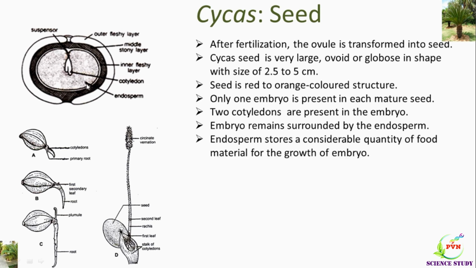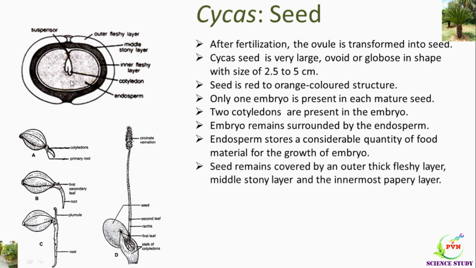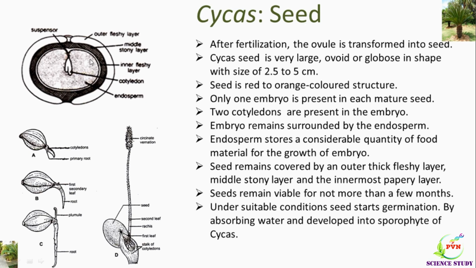The endosperm stores a considerable quantity of food material for the growth of the embryo, and this seed is protected by three layers. This is the outer fleshy layer, next to that the middle stony layer, and next to that the inner fleshy layer. These seeds remain viable for not more than a few months. Under suitable conditions, when water is available, the water is absorbed by the seed, and then it develops into the sporophyte of the Cycas.